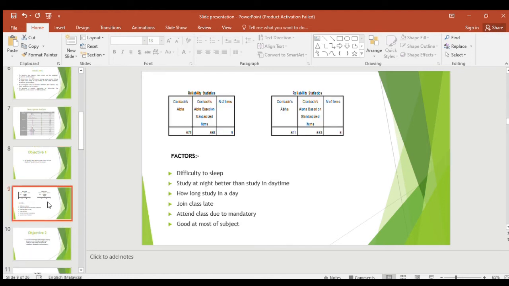For our objective 1, which is to identify the factors that affect students' academic performance, we use the Cronbach Alpha method. We want to find the reliability statistic to find the factors.